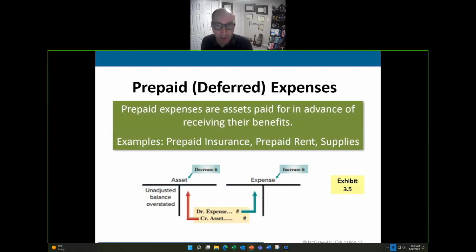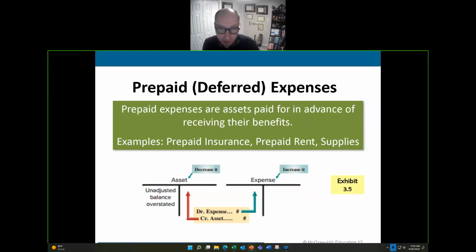Here's a good one: prepaid insurance. Prepaid expenses are called deferred expenses. Let me explain. A deferred expense or a prepaid expense means you already paid for it, but it has not yet happened. You paid up front. When you hear prepaid expense or deferred expense, it means you paid already, but it has not yet happened.